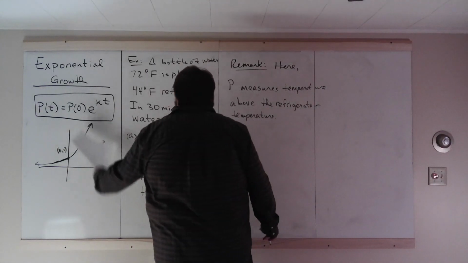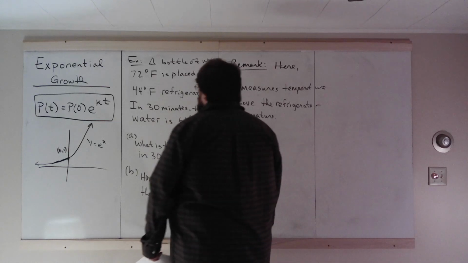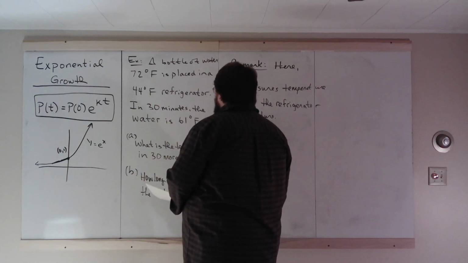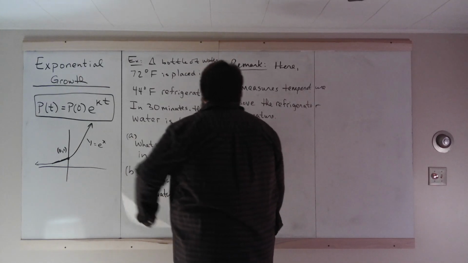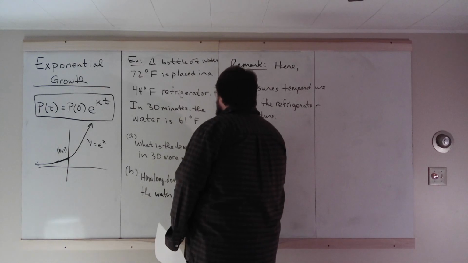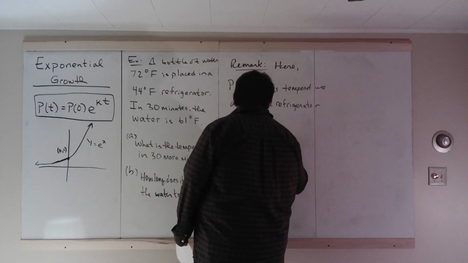First, we need to find K. So what do we have? In 30 minutes the water is 61 degrees Fahrenheit. So let's find K in 30 minutes. So we have e to the K times 30.